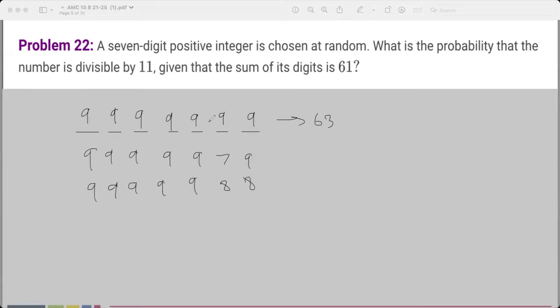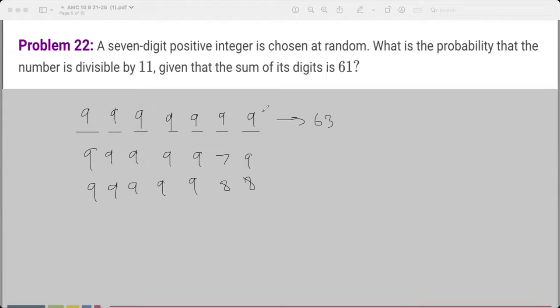The reason why is pretty clear. You start with the number 9999999, and you want the sum of digits to be two lower than this maximal sum. So you just pick two numbers to subtract one from. If you pick two different numbers to subtract one from, you get two 8s. And if you choose the same number twice to subtract one from, you just get a 7. So these are the only two possibilities for a number whose sum of digits is 61.